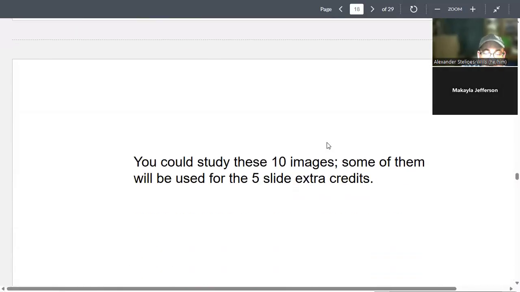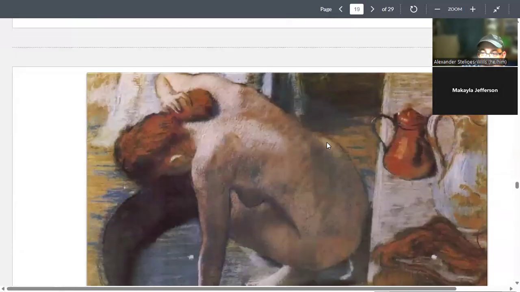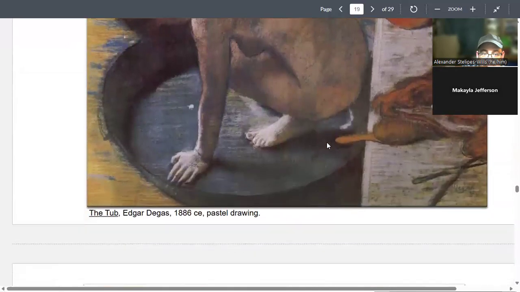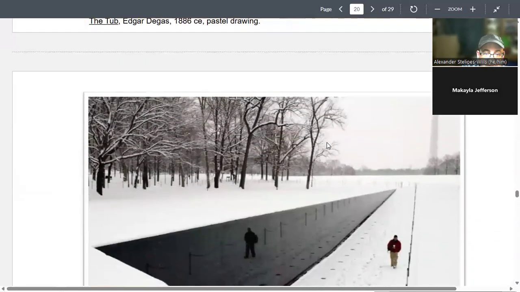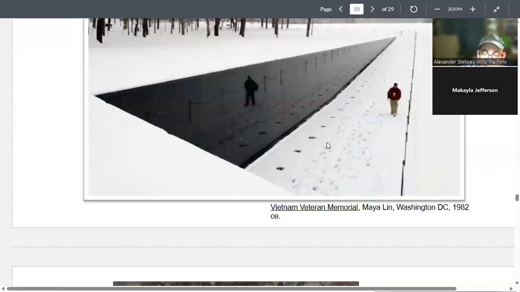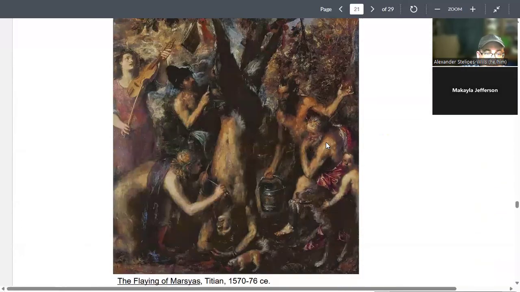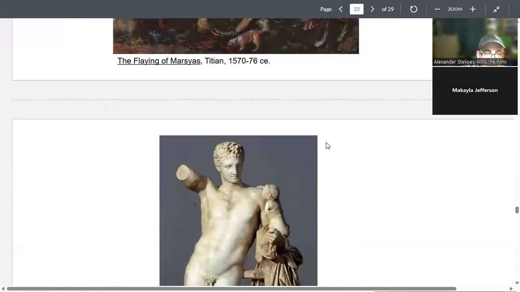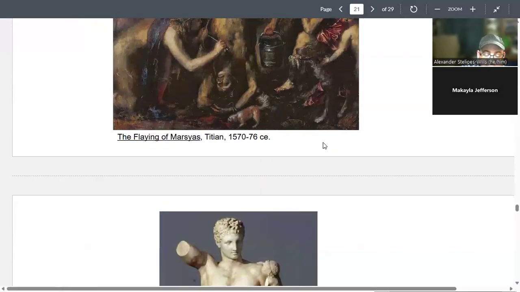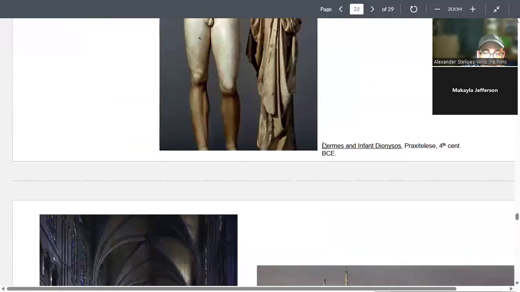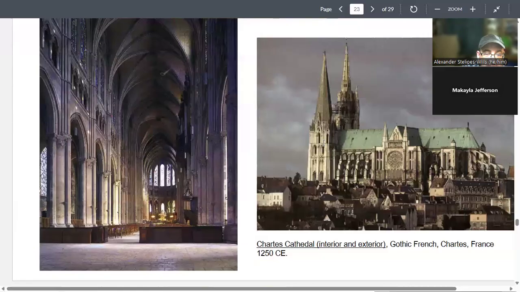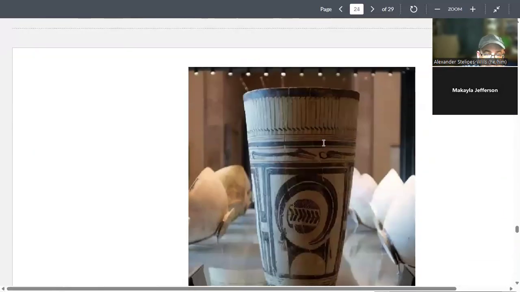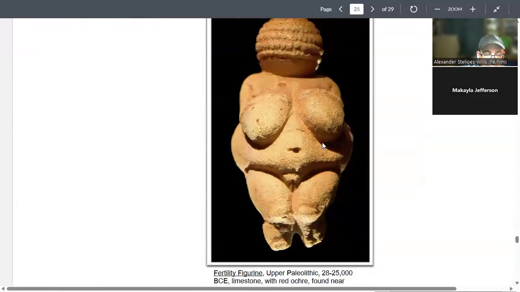All right. There are also some extra credit ones, and I'm not going to say all the things about them, but just to let you know, the Vietnam Veterans Memorial, that's a good one. The Flaying of Marsyas by Titian, that's an amazing painting. Image of Infant Dionysus, Chartres Cathedral. That's a possibility.